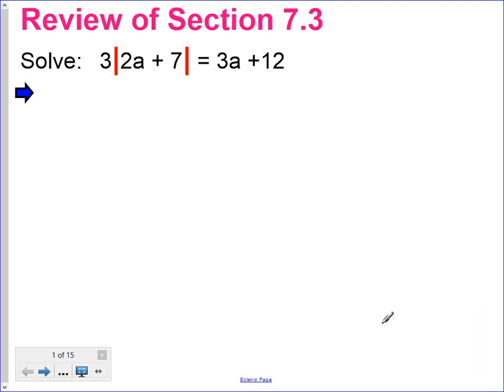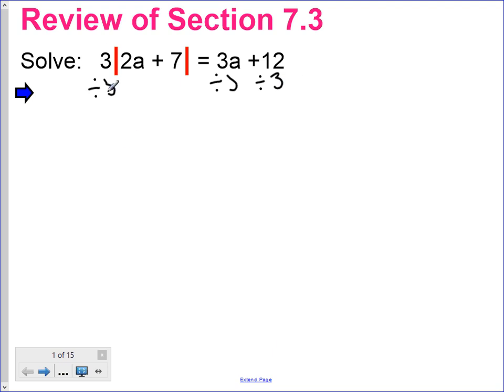In this video, we will be reviewing section 7.3, which is solving absolute value equations. So in this absolute value equation, you can see here, I don't have my absolute value isolated. So the first thing I'm going to do, since I've multiplied it by 3, is divide by 3. And I'm going to divide each term by 3 to get that absolute value by itself.